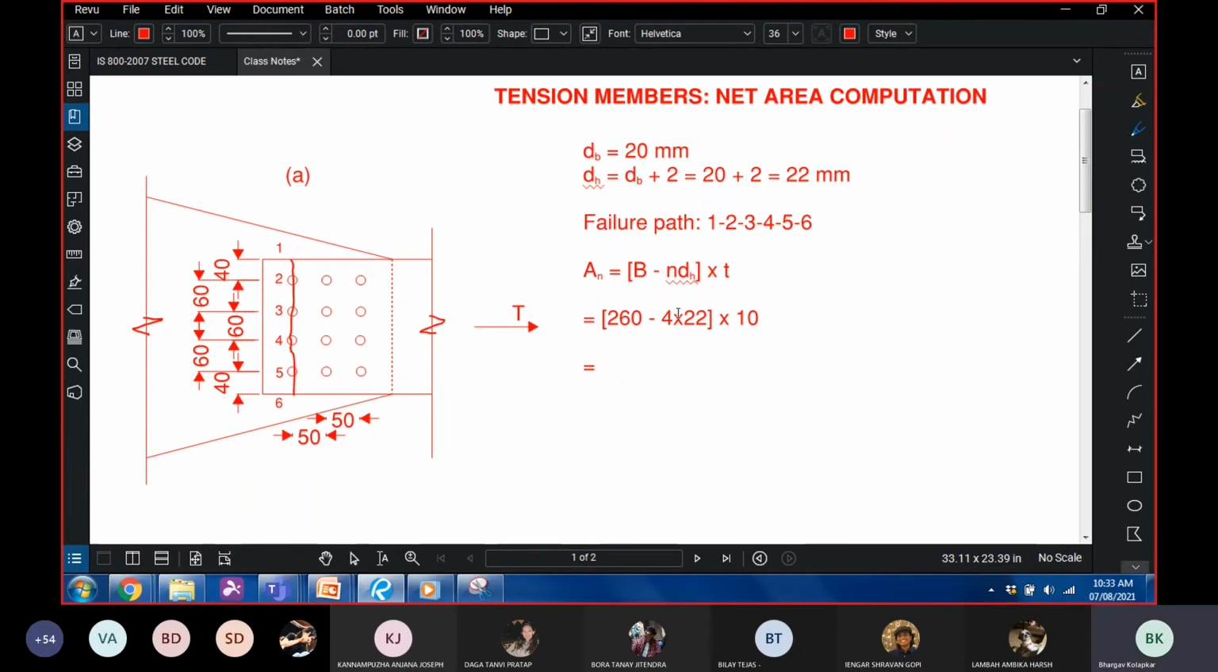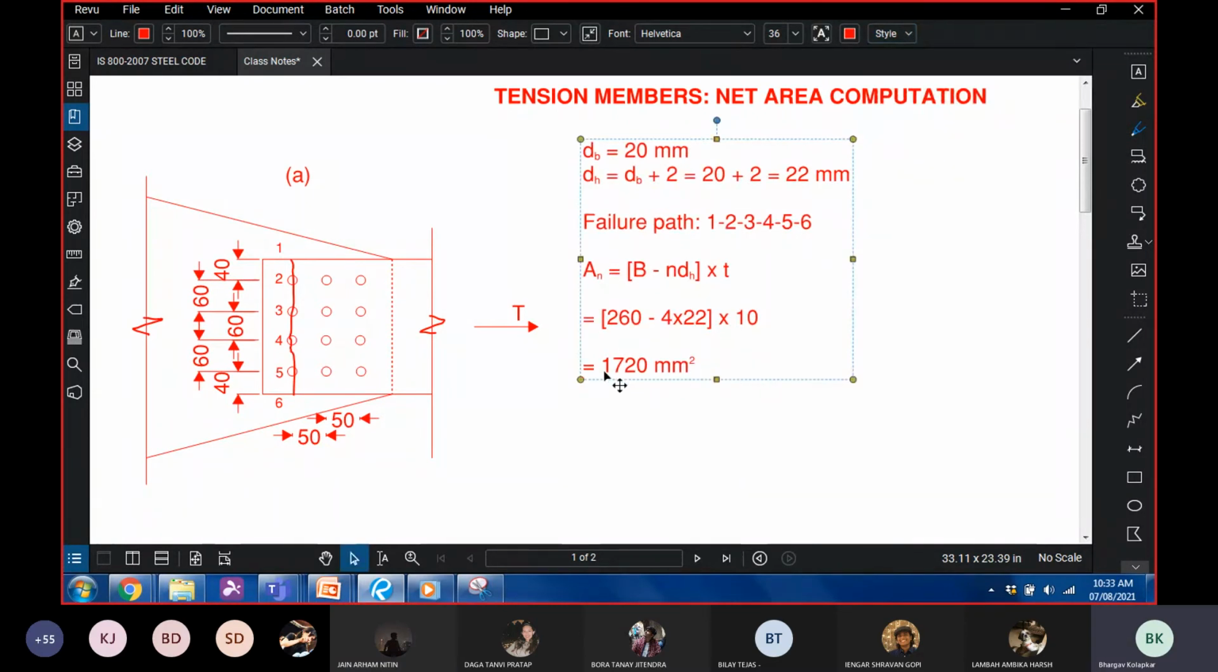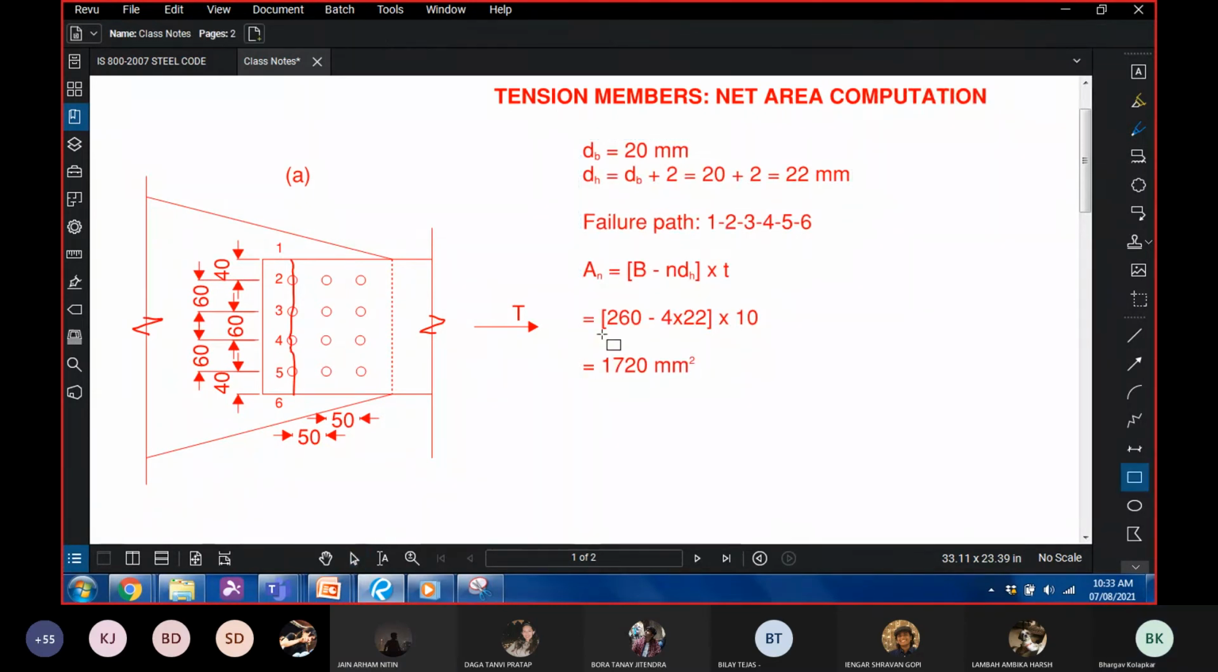Therefore, what is the value of An? Come on, a simple calculation. 1720. What is the unit? Area, so millimeter square, because depth is in mm, width is in mm, and thickness is in mm. So this is your answer. Simple, very straightforward. Any questions?